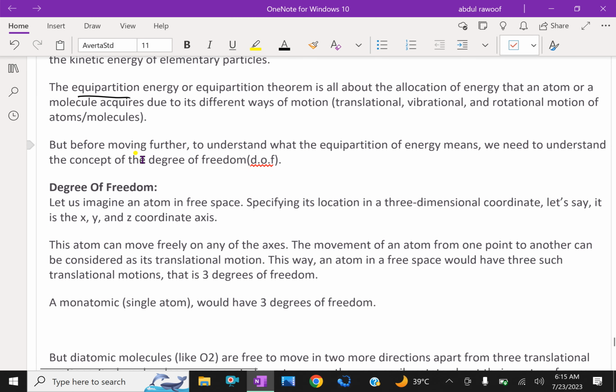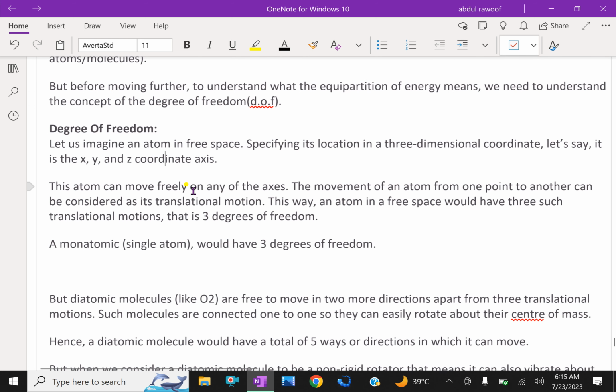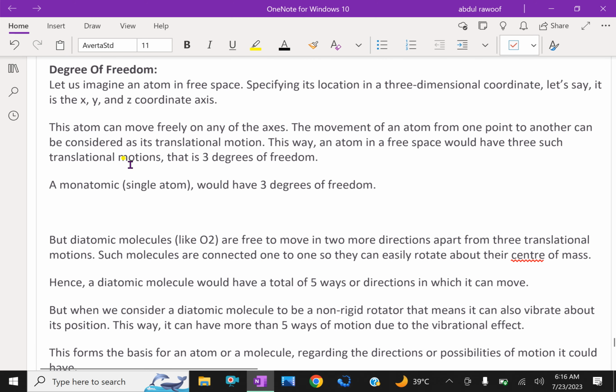But before moving further to understand what equipartition of energy means, we need to understand the concept of degree of freedom, DOF. What is degree of freedom? Let us imagine an atom in free space, specifying its location in a three-dimensional coordinate system, in the x, y, z coordinate axes. The atom can move freely on any of the axes. The movement of an atom from one point to another can be considered its translational motion. This way, an atom in free space would have three such translational motions, that is, 3 degrees of freedom.